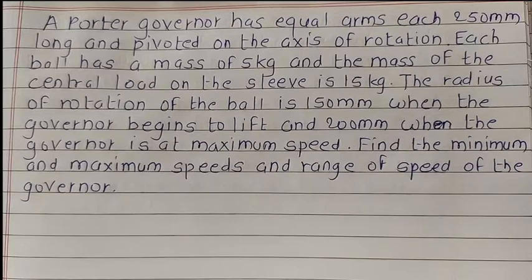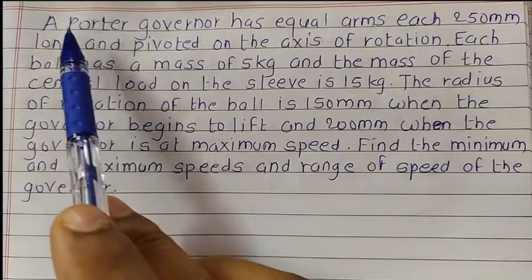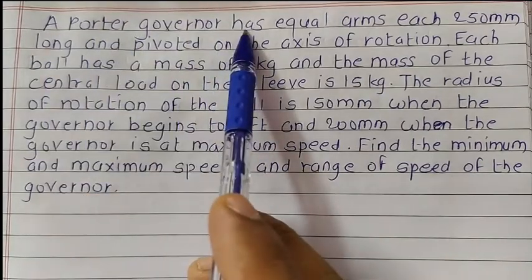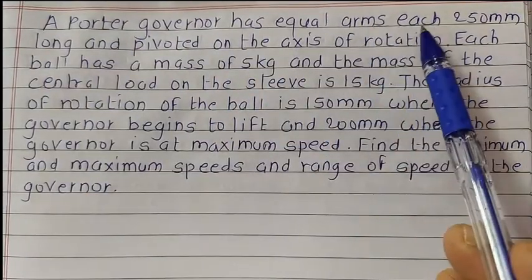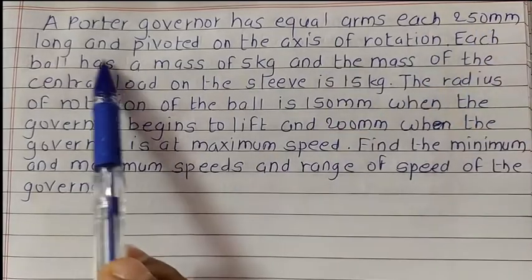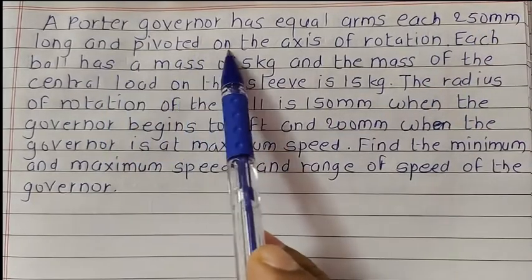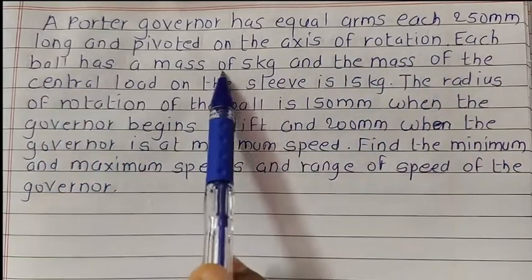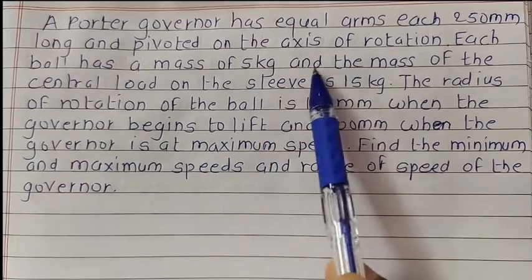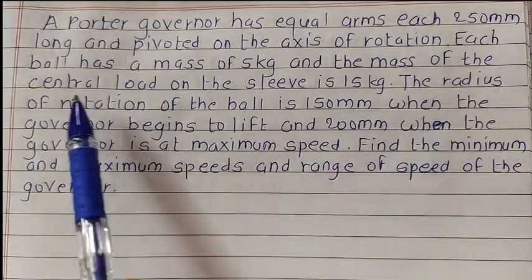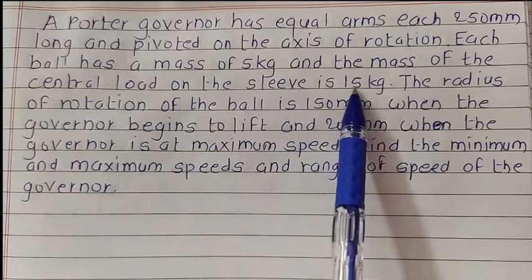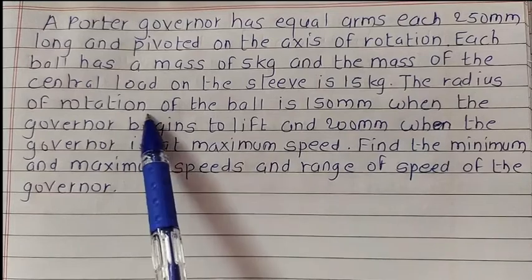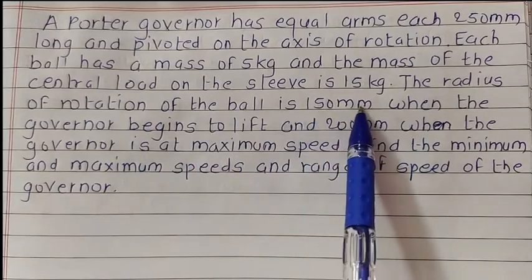Now we'll see the numerical on a Porter governor. Here is the first numerical. A Porter governor has equal arms, each 250 mm long and pivoted on the axis of rotation. Each ball has a mass of 5 kg and the mass of the central load on the sleeve is 15 kg. The radius of rotation of the ball is 150 mm.